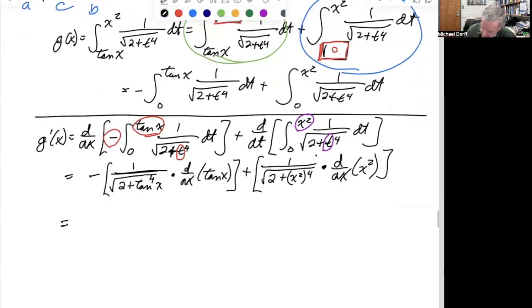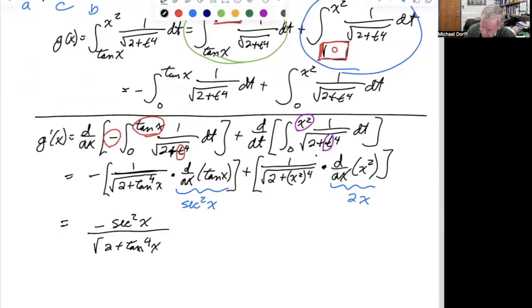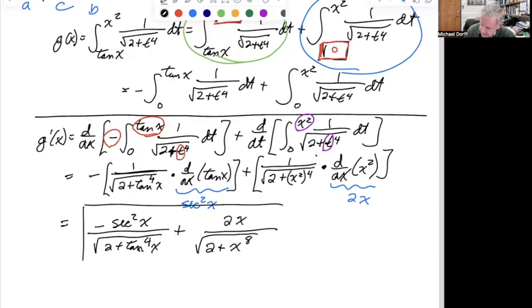Okay, so then what is the derivative of tan x? Just as a review, the derivative of tan x is secant squared x, and the derivative of x squared is 2x. So applying those, I'm going to get negative secant squared x over the square root of 2 plus tan to the fourth x, plus 2x over the square root of 2 plus x to the eighth. And that is my answer.